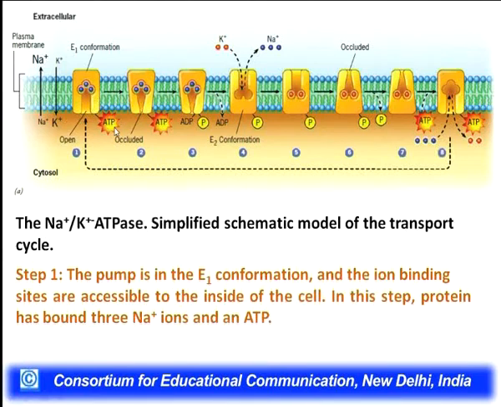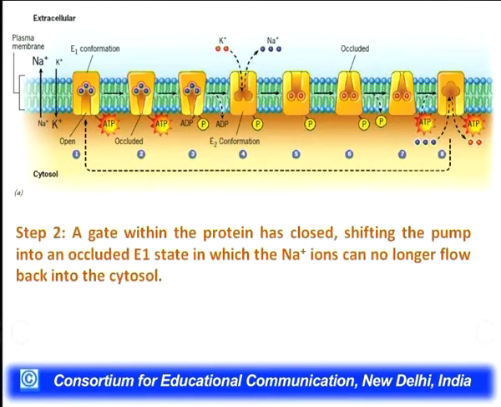So in this particular conformation, the ATP molecule is bound and the 3 sodium ions are bound onto the ion binding sites towards the inside of the cell. In step 2, a gate within the protein has closed. So this gate has been closed, or this channel has been occluded, shifting the pump into an occluded E1 state in which the sodium ions can no longer flow back into the cytosol.